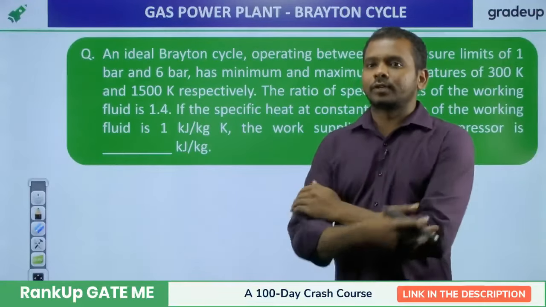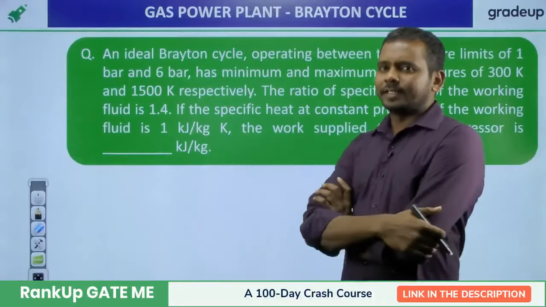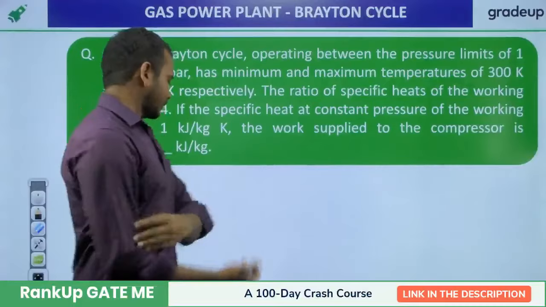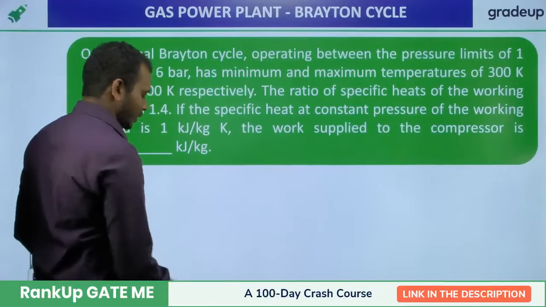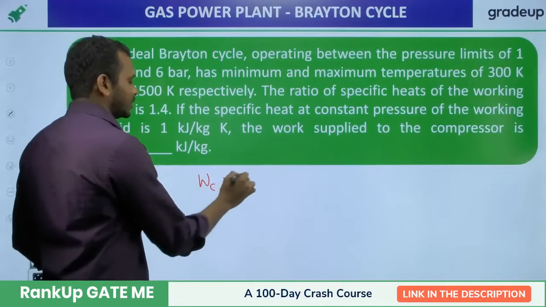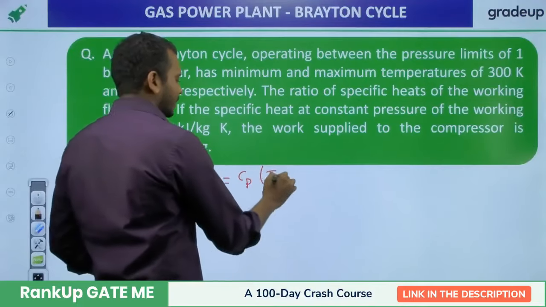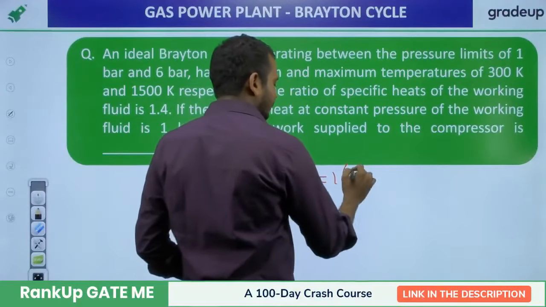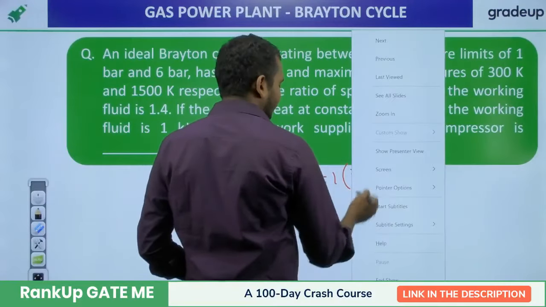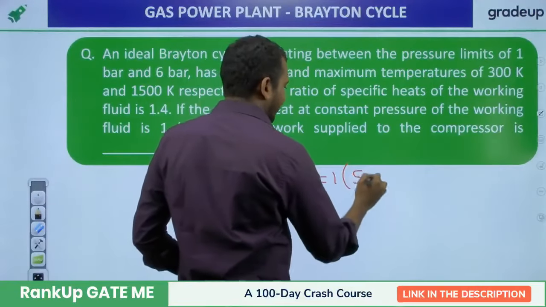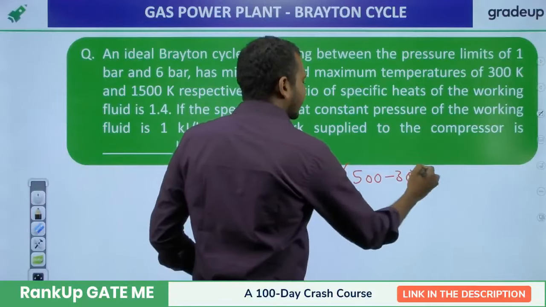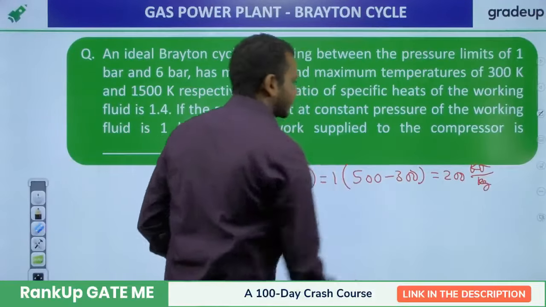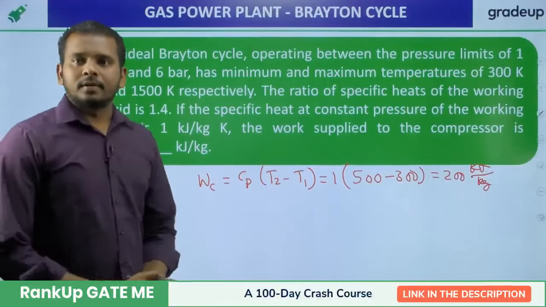Right, Raunak, Raut, Shubham, that's nice. It's an easy one, right? So what do you see? WC is equal to Cp into T2 minus T1. Cp is 1, T2 we have found, that is 500, minus 300, which is equal to 200 kilojoule per kg. Over. Very simple. I hope you all got it.